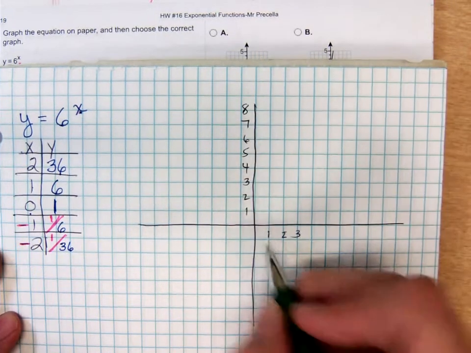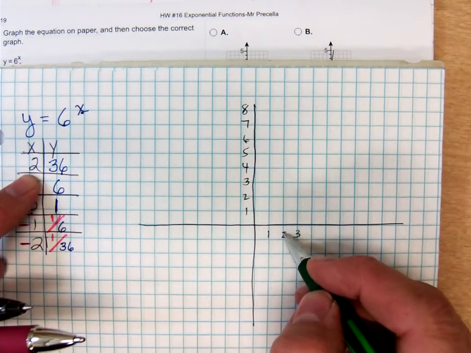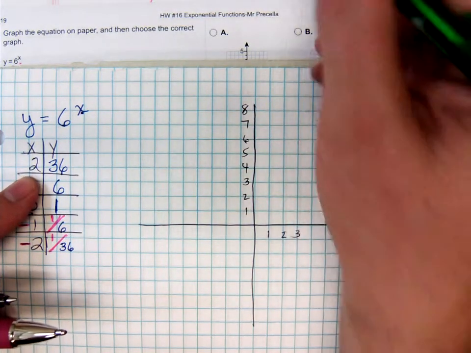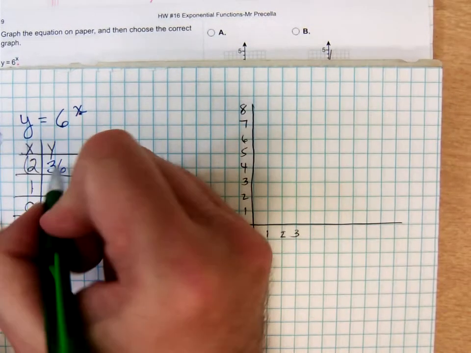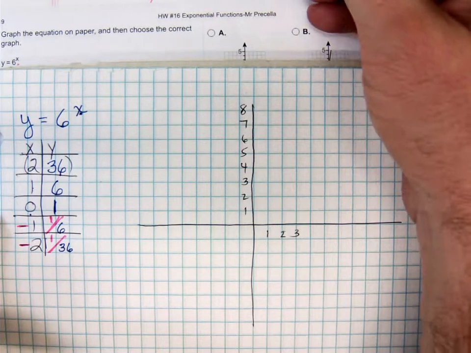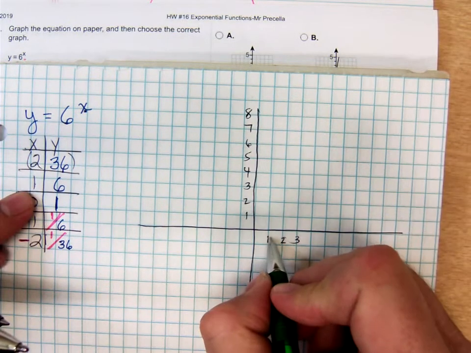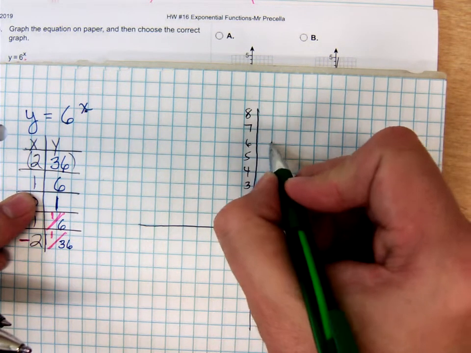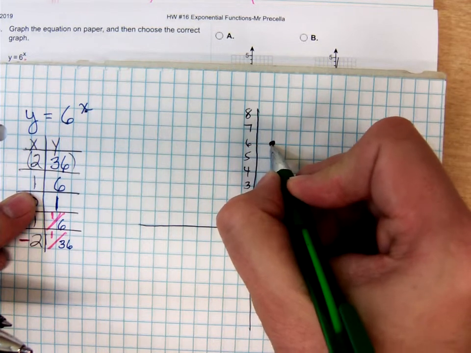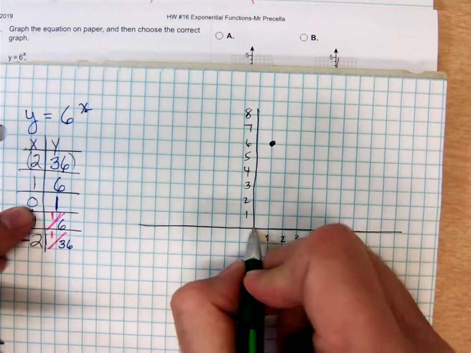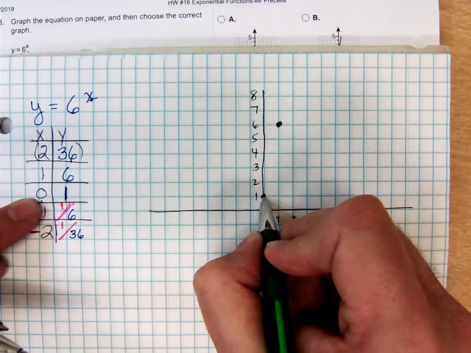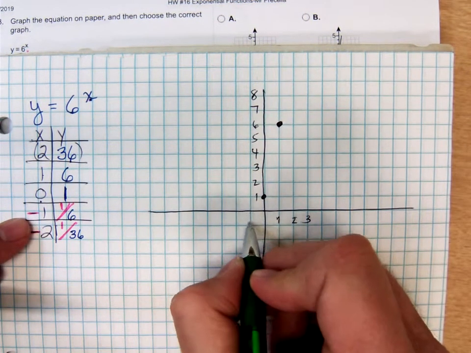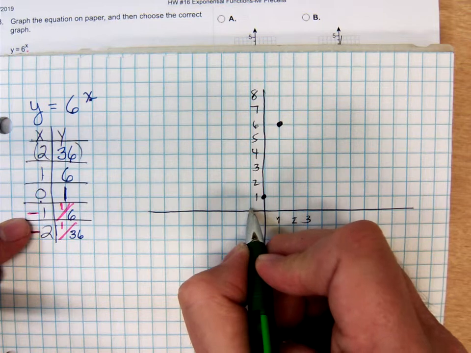Okay, so over 2 up 36. Oh wow, that would be way off the graph. So just remember, over 2 up 36. Right 1 up 6. That would be right there. Over 0 up 1. Left 1 up, oh wow, 1 over 6.